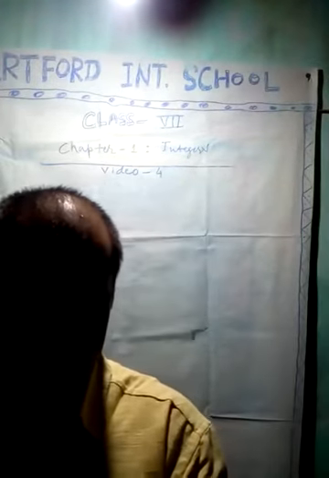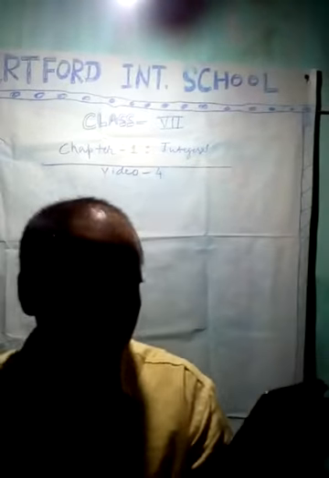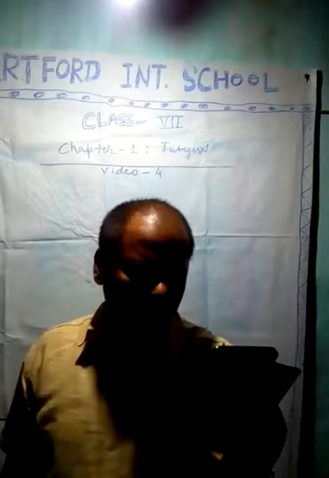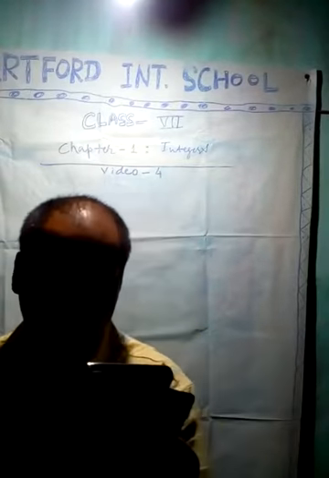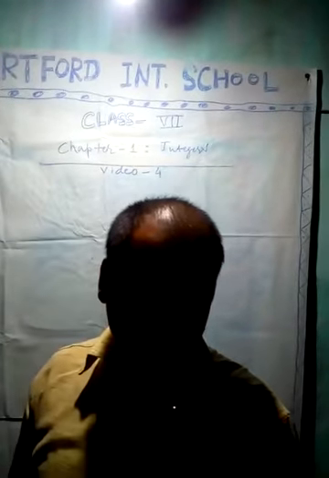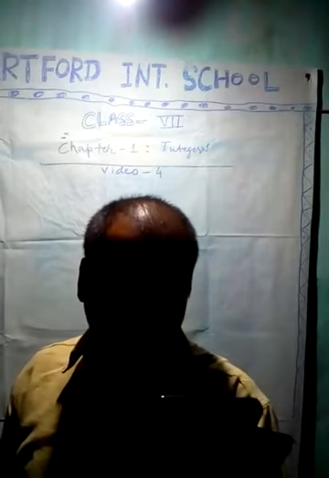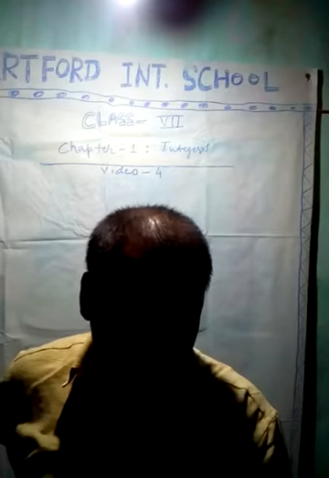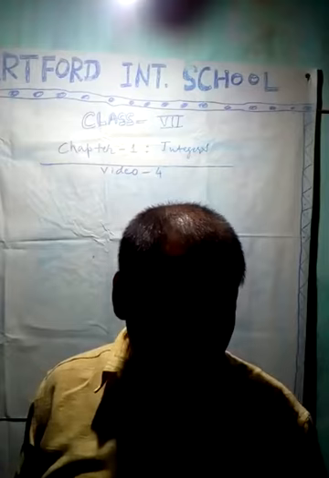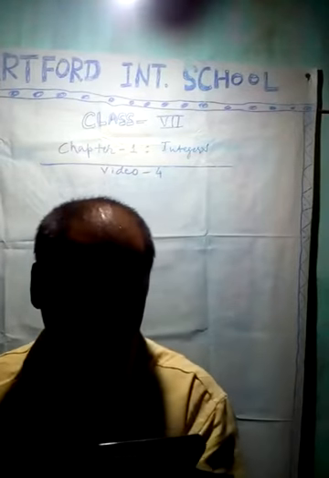For example, 17 plus 24 is equal to 41, which is again a whole number. We know that this property is known as the closure property for addition of whole numbers. Let us see whether this property is true for integers or not.